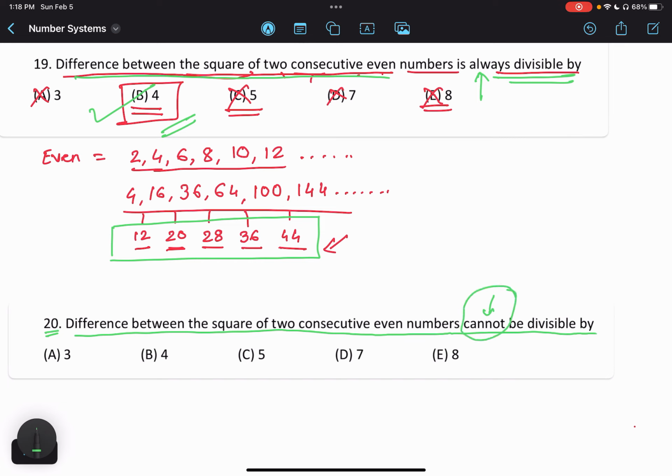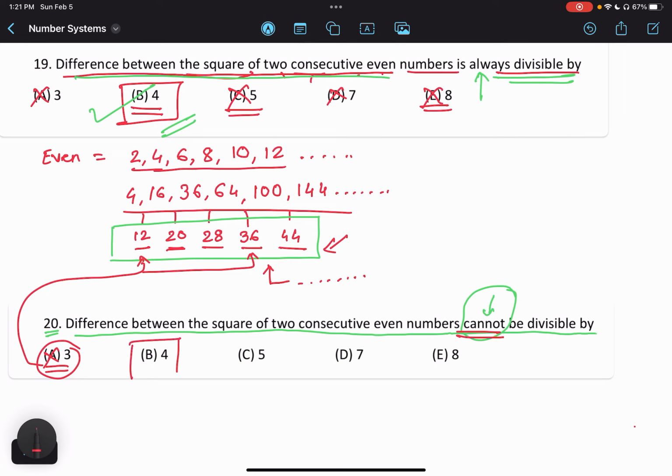This is the most important part of this question. I understand the set of numbers which are the differences between the squares of two consecutive even numbers can go up to infinity, but these five numbers are enough to find the evidence for question number 20. If we check the options of question number 20, these are the same options as question number 19. Option A, which is 3, divides 12 and 36. So option A is not our answer because we want to find which cannot be divisible.